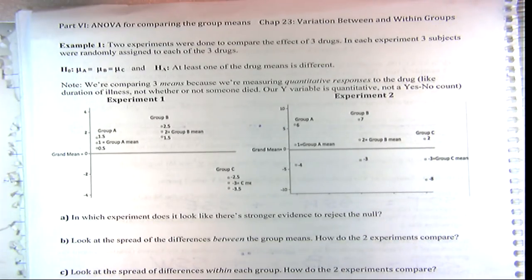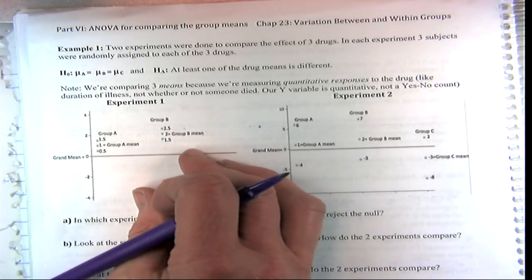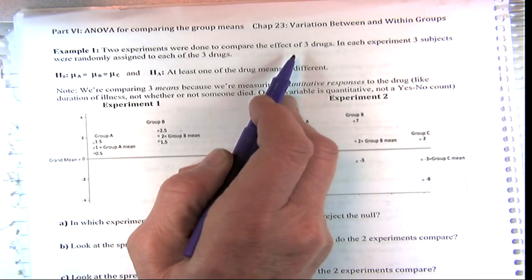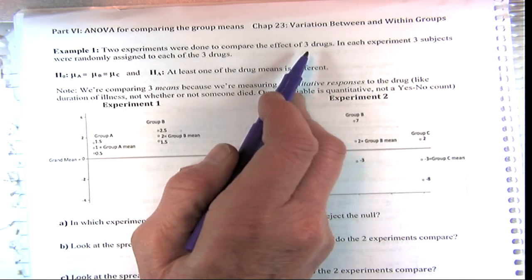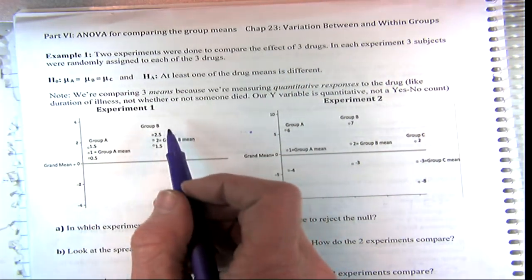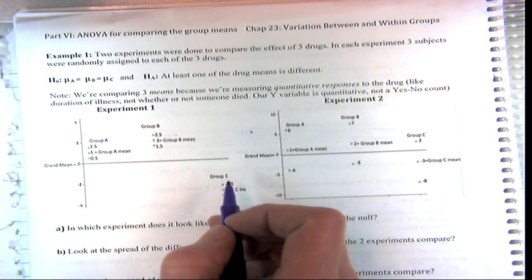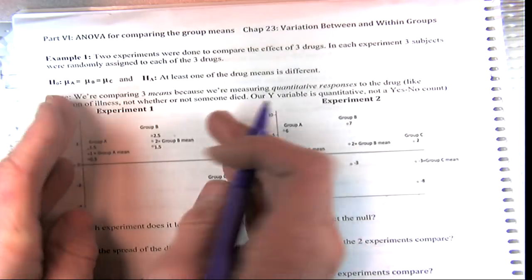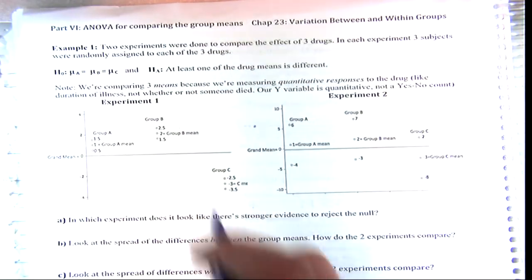Let's say, I just want to give you a simple graphic, visual. So let's say 2 experiments were done to compare the effect of 3 different drugs. We have 3 groups, group A, group B, group C. 3 people took drug A, 3 people took drug B, and 3 people took drug C. In one experiment we got these results, and let's say in another experiment, we got these results.